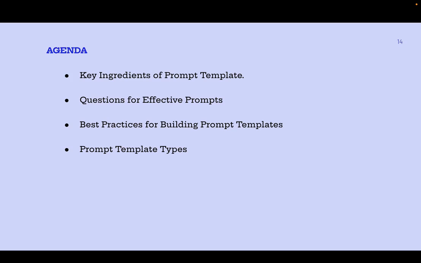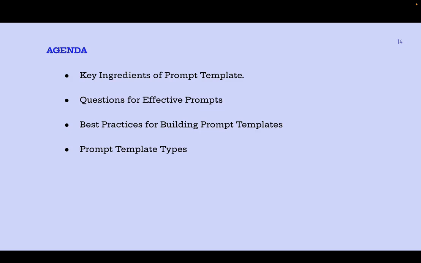Before we dive into detail, let's quickly see today's agenda. We will start with the key ingredients of a prompt template. Next, we will see some questions for an effective prompts. Then we'll go through some best practices for building prompt template. And finally, we will see the prompt template types.